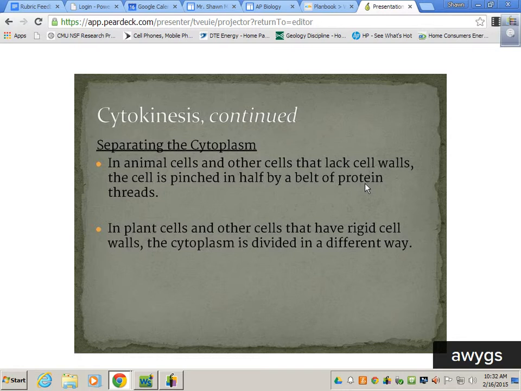So in animal cells and the other cells that lack cell walls, the cell is pinched in half by a belt of protein threads.